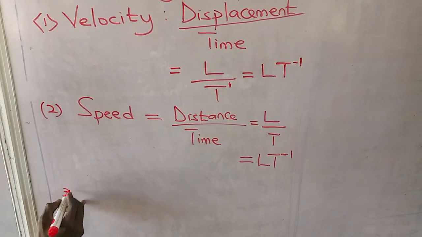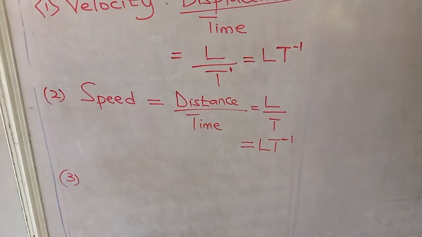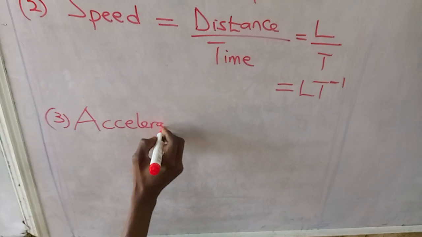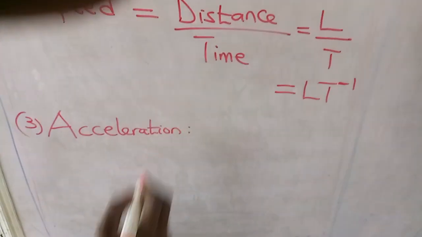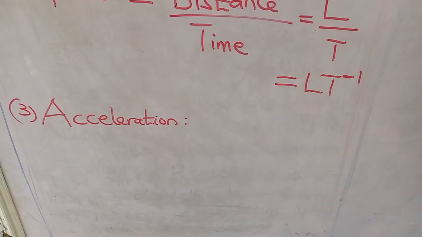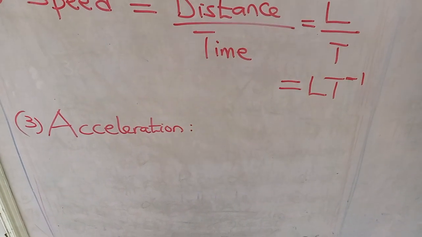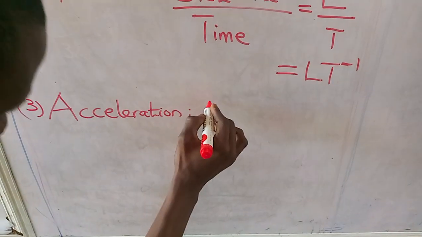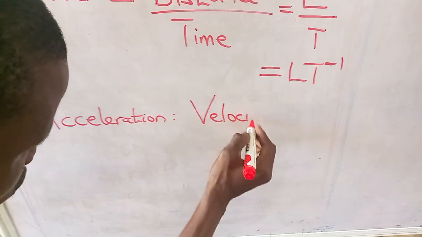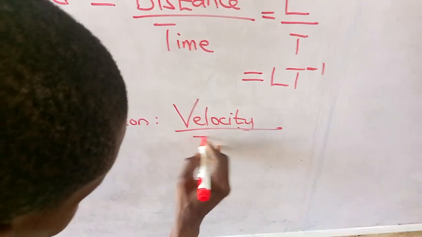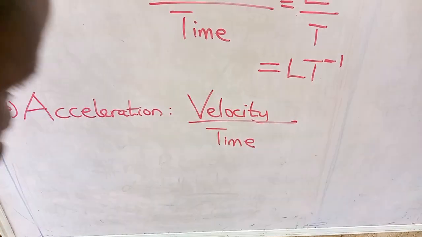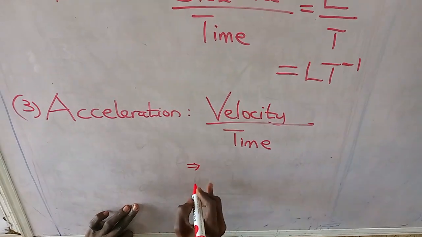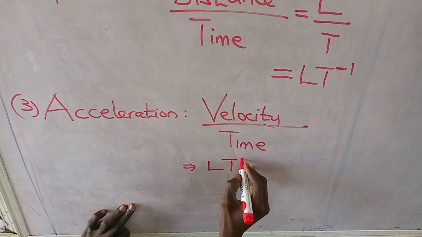The third one that we are considering together is acceleration. I hope you are following. What is acceleration? Acceleration is the rate of change of velocity with time taken. It's the time rate of change of velocity. That's acceleration. So that is velocity per unit time. You should know that. And we have gotten velocity. The dimensional analysis of velocity is what? LT raised to power minus 1.